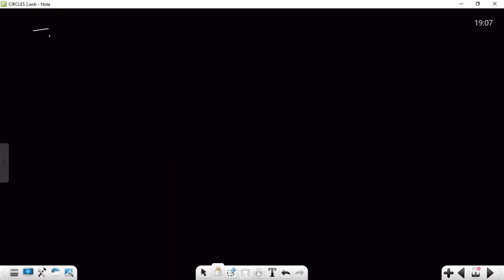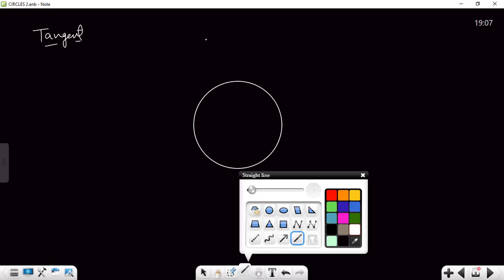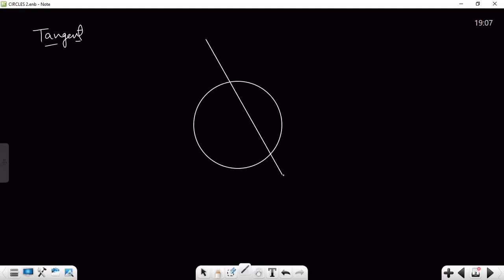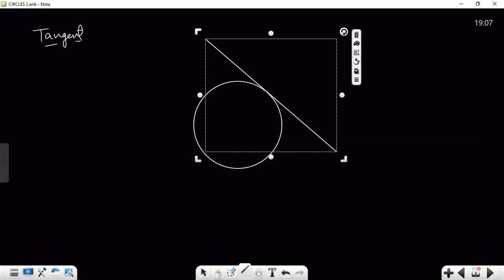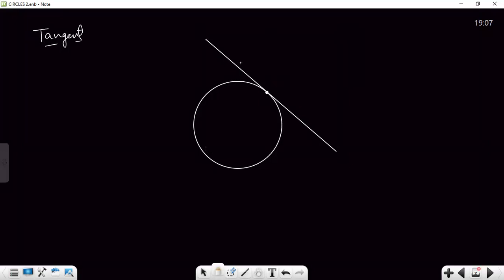Let's now discuss the tangent. So let me use a drawing this time. There's a circle, and the line is passing in such a manner that it is not touching at two points, but is touching just a single point on the circle. This line will then be called a tangent. It is only touching the circle at one point.